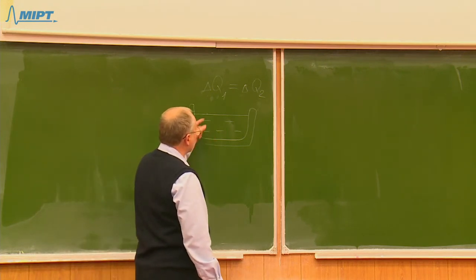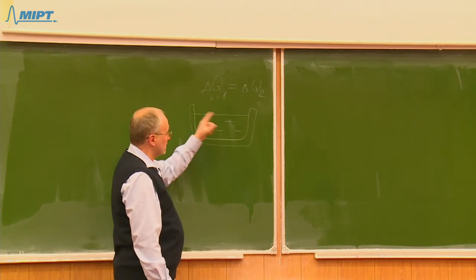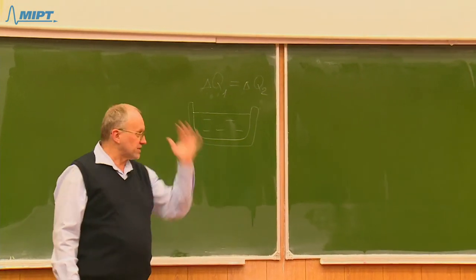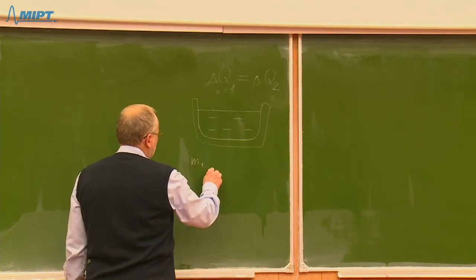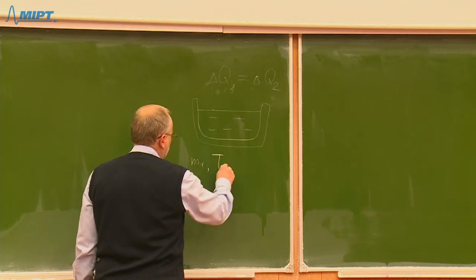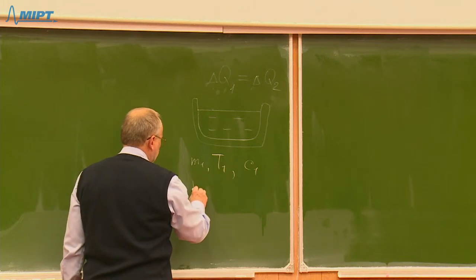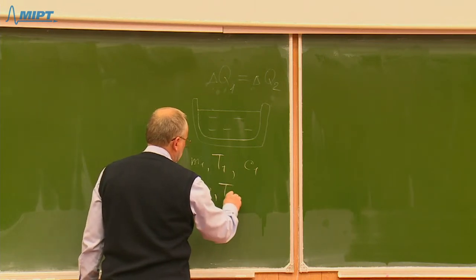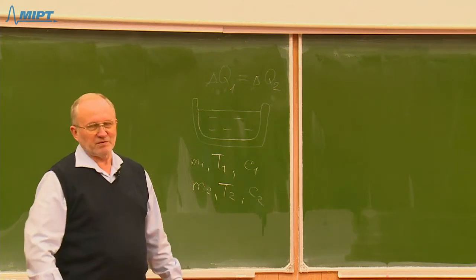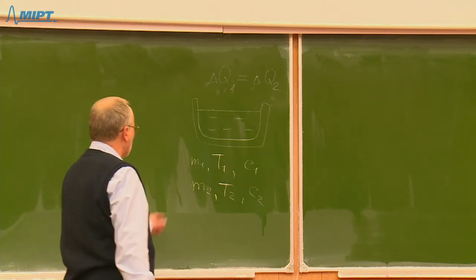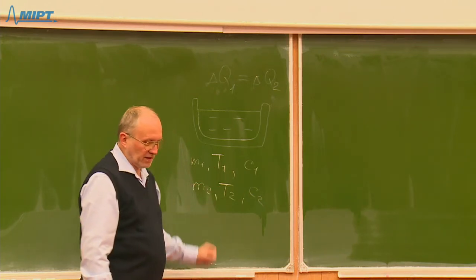If we have three different liquids poured into this vessel and mixed together, such liquids that the first liquid had mass m1 and temperature T1 and specific heat C1, and the second liquid m2, T2, C2, etc. There may be three, four, or five, as many liquids as you like. All liquids have different masses and different temperatures.